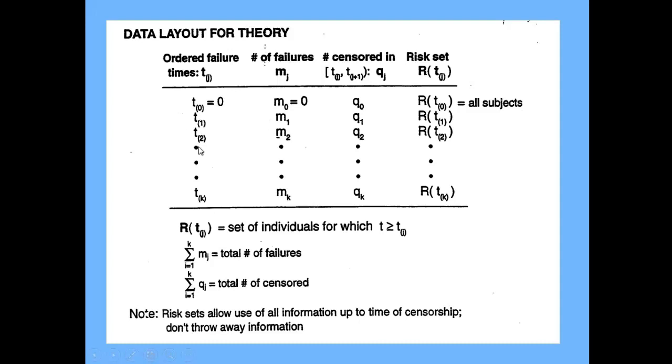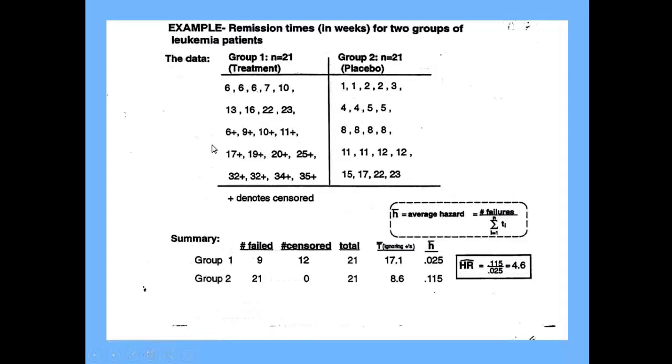Everybody was at risk just prior to the time that 3 people failed. How many are at risk here? I don't know if you can figure that out. Not how many. Who's at risk at time 7? What are the people in the risk set at time 7? Well, are these 3 people in the risk set at time 7? No, because they already failed. Is this person in the risk set at time 7? No, because they already were censored. So the risk set at time 7 doesn't include these 4 people. That's how you do it.